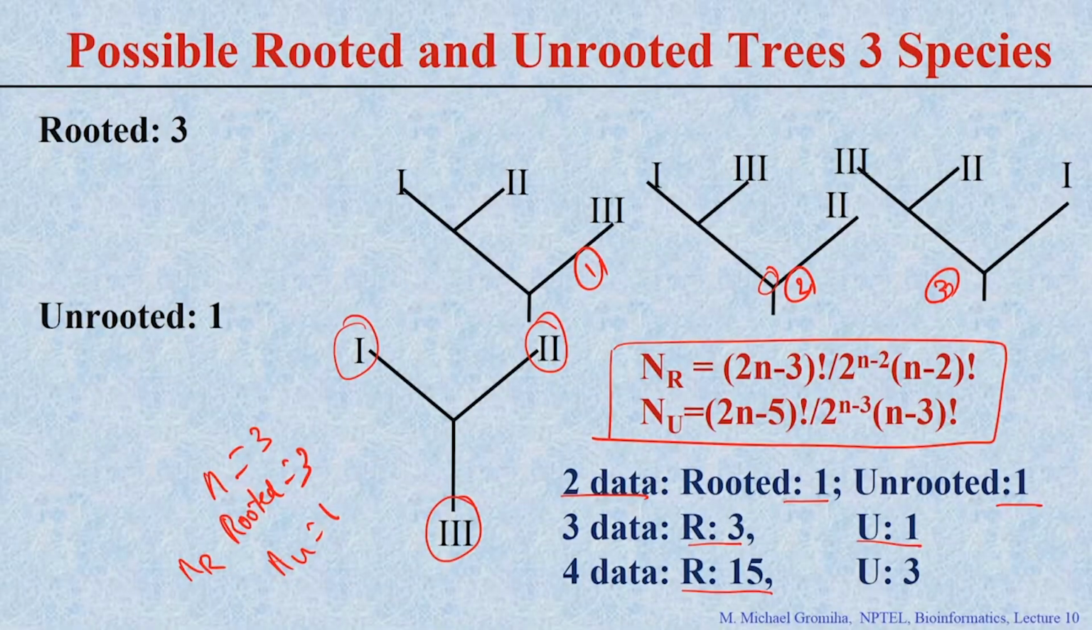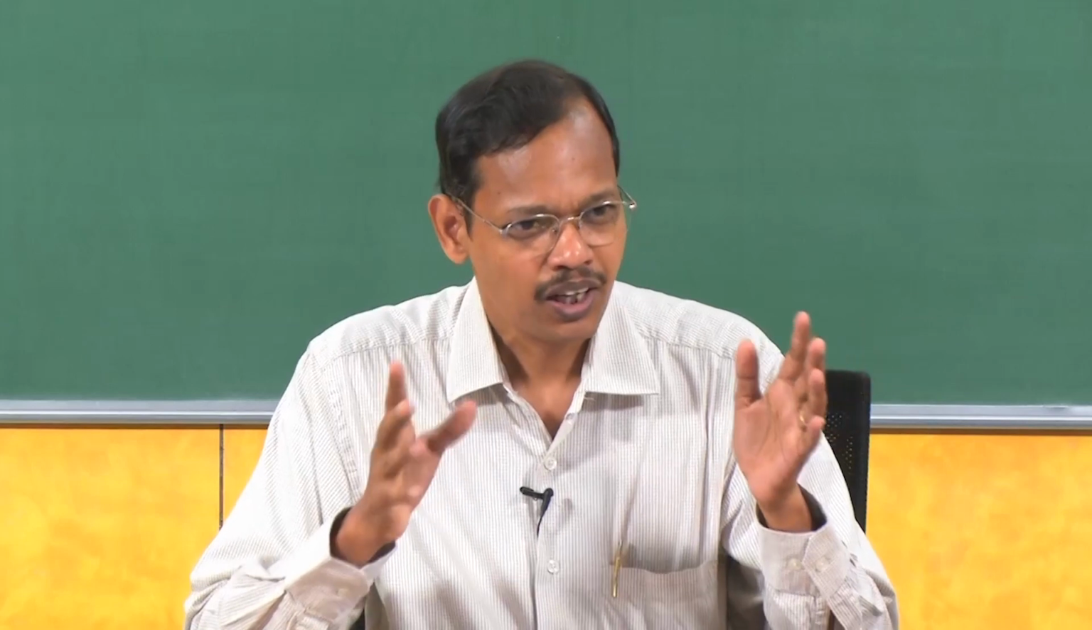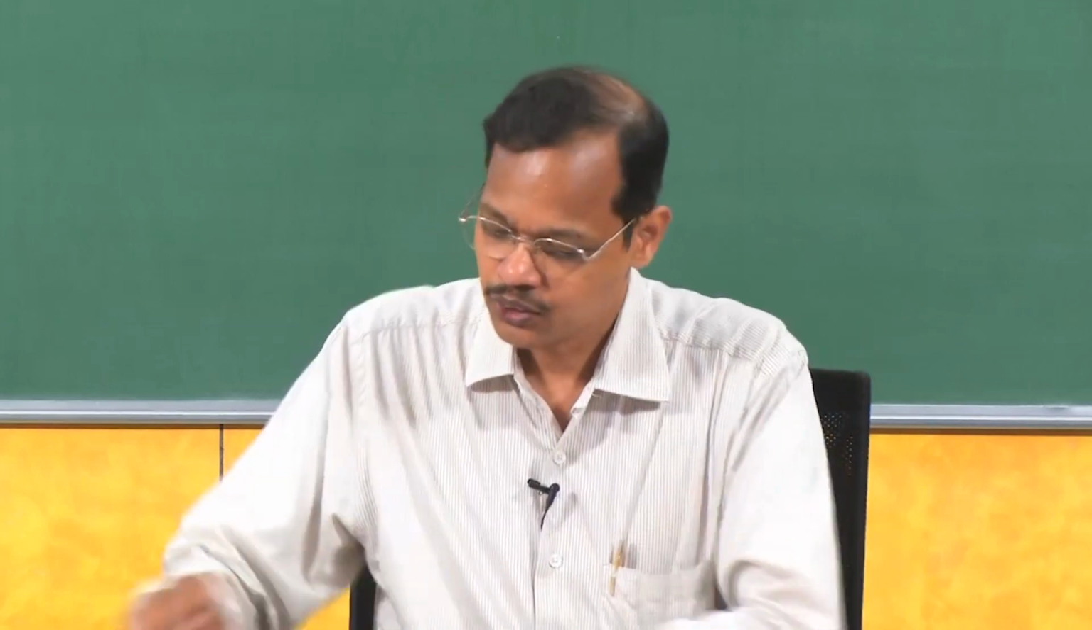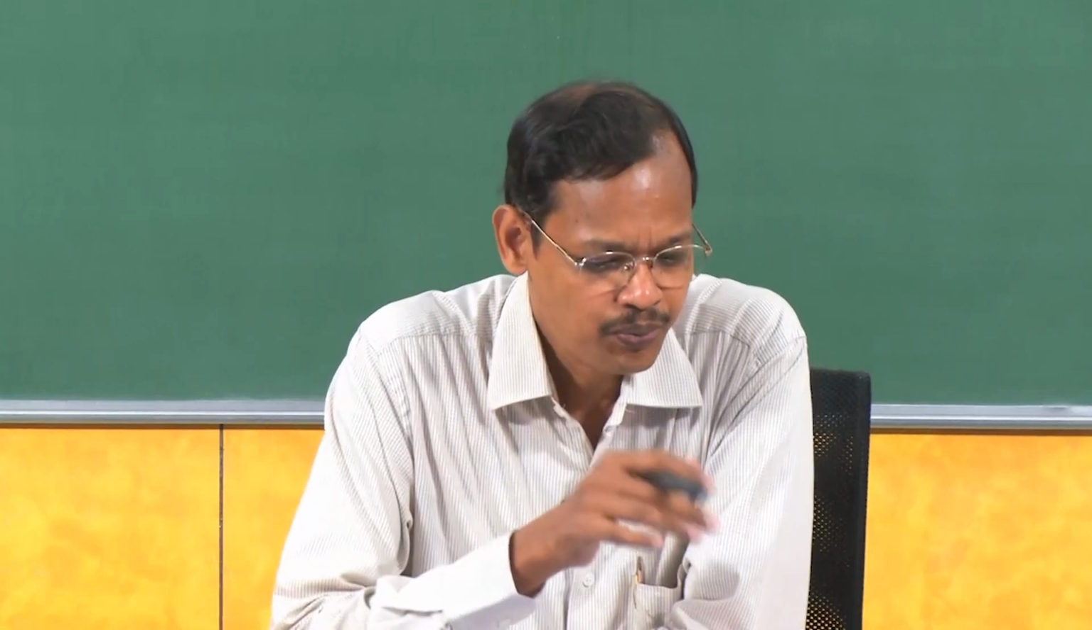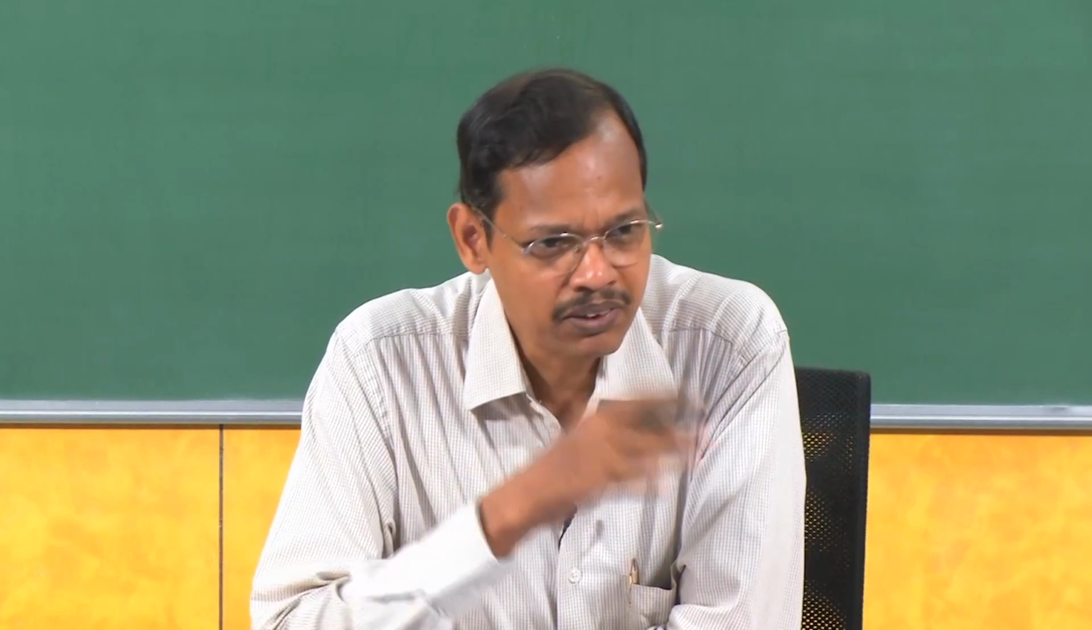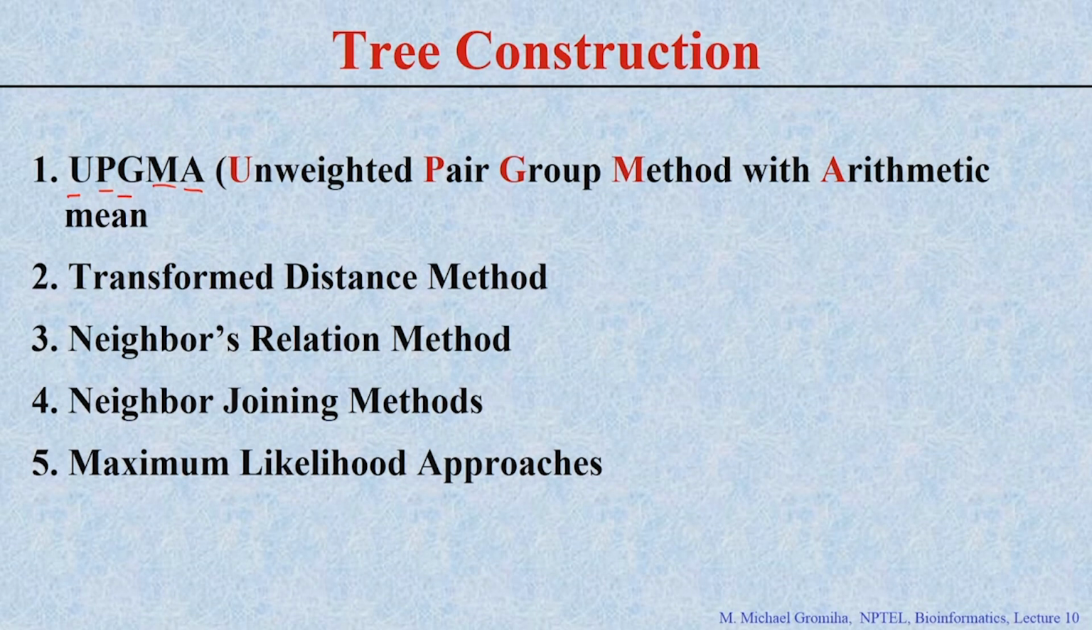Then how to construct the trees? Now, for example, if you have hundreds of sequences, how do you construct the trees? There are several ways to construct the trees. One of the foremost and most popular methods is UPGMA. This is unweighted pair group with arithmetic mean, which is why it is simplified as the UPGMA method.